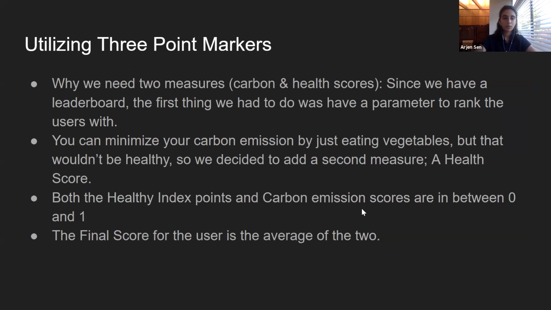Utilizing 3-point markers. Why do we need 2 measures, the carbon and the health scores? Since we have a leaderboard, the first thing we had to do was have a parameter to rank the users with. You can minimize your carbon emission by just eating vegetables, but that wouldn't be healthy. So we decided to add a second measure, a health score. Both the healthy index points and the carbon emission scores are between 0 and 1. The final score for the user is the average of the 2.